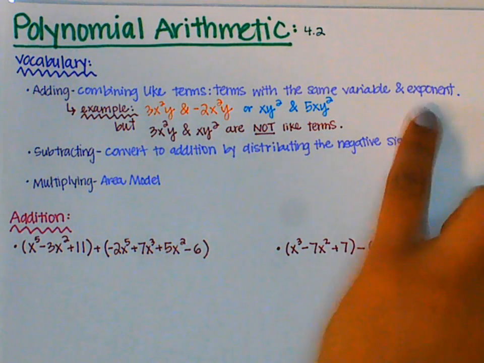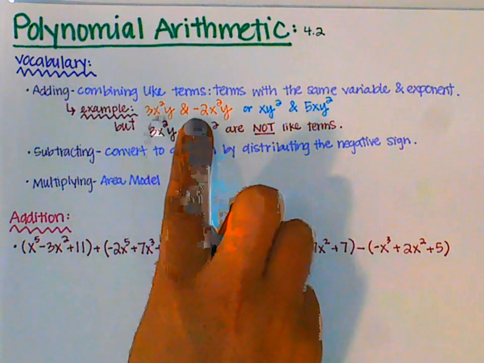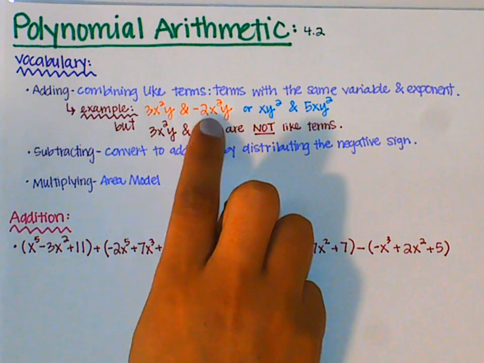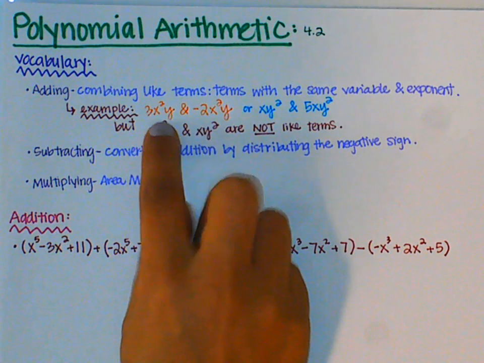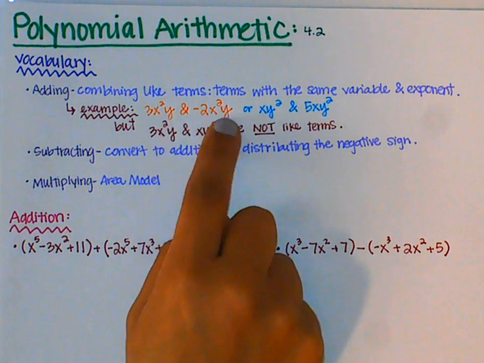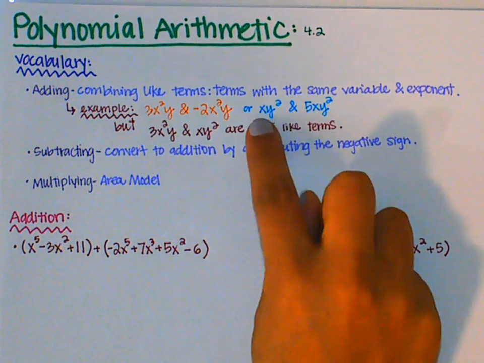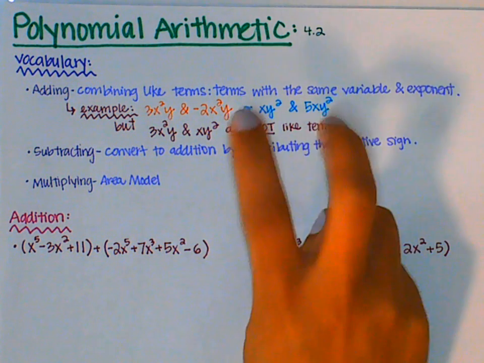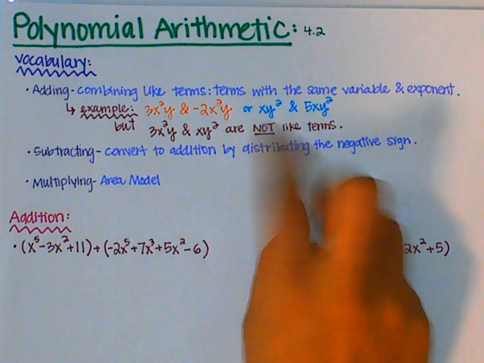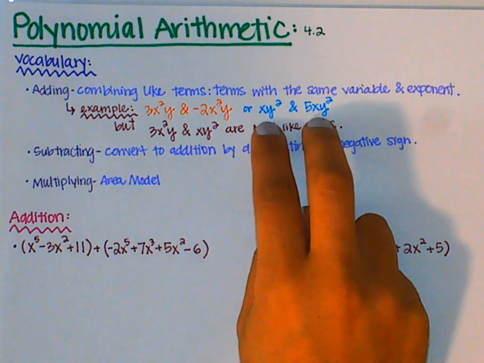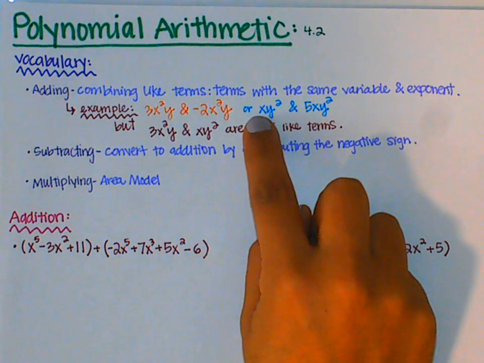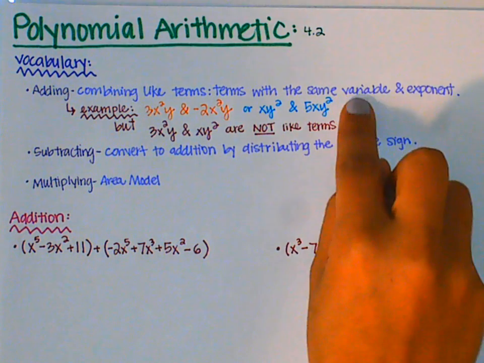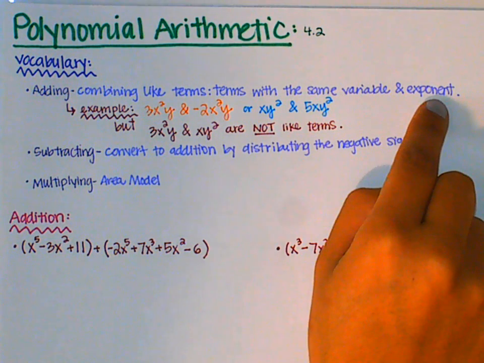and the same exponents. So here we have in orange two like terms. We have 3x squared y and negative 2x squared y. These are like terms because they both have an x squared and they both have a y. We also have xy squared and 5xy squared. Now these are both the same like terms because they both have an x and they both have a y squared. Although this one doesn't have a 5 and this one does, they're still considered like terms because we're only looking at the variable and the exponents attached to those variables.